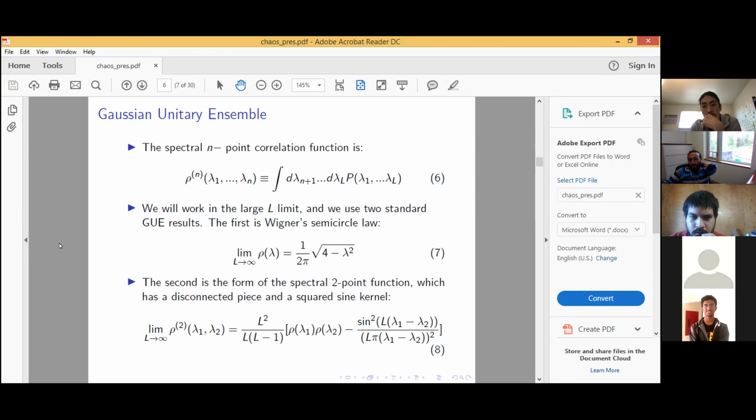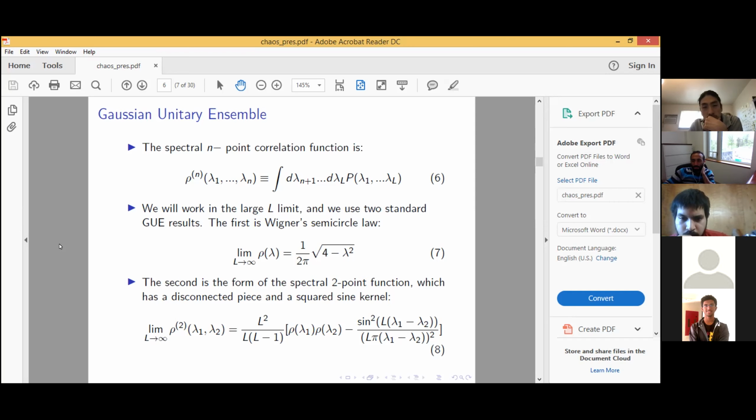Is this for one instance of the matrix, or are you taking lambda 1 and taking an ensemble average over lambda 1? Could you repeat your question? I didn't quite hear. Is this an ensemble average over each eigenvalue, or are you looking at the eigenvalues of one instance of the matrix and then taking a distribution? I think we are looking at each of them individually. I don't think we are taking an ensemble average or anything. This is the probability density for lambda. This should hold for any of the eigenvalues, I think.